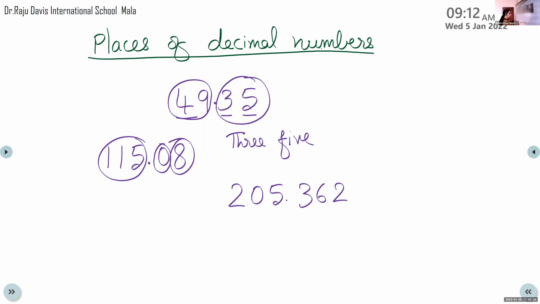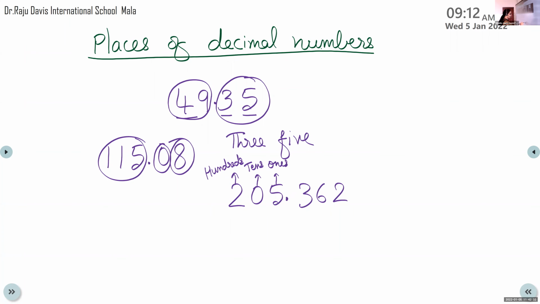This is the ones place. Before the point is the whole numbers. So first we have to start from here. This is the ones place. After ones place, what is the next place? Tens place. Next one is hundreds. So it's ones, tens, hundreds. We have to start writing the places of the numbers before the point.